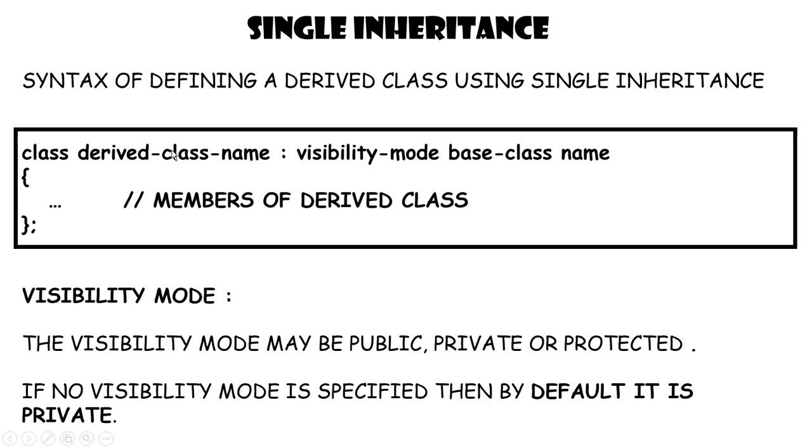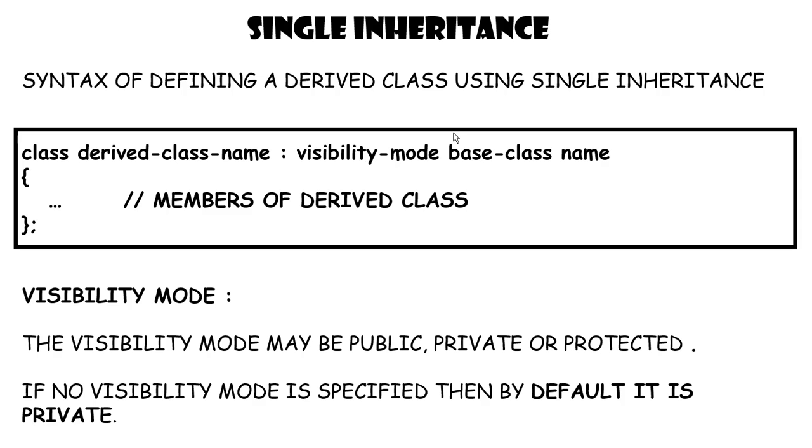So this is an identifier. Then you'll give the colon here, and then you'll write the visibility mode. Now this mode will tell the compiler in what way we are inheriting the base class. So there are 3 ways. The first one is public way, second one is private way, third one is protected way. So you can derive them in three ways. We'll see about this visibility mode in the next video.